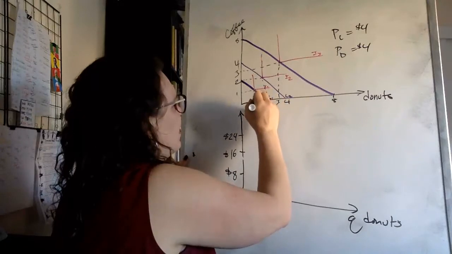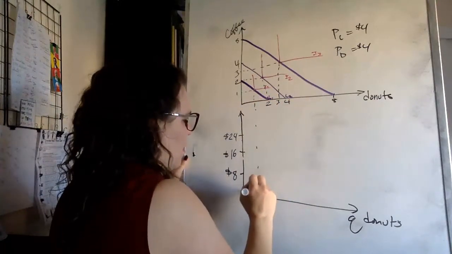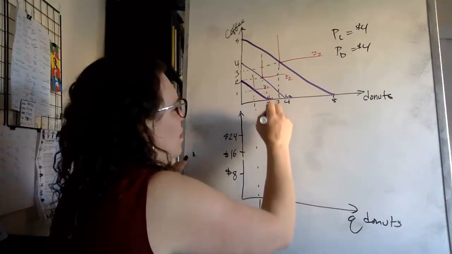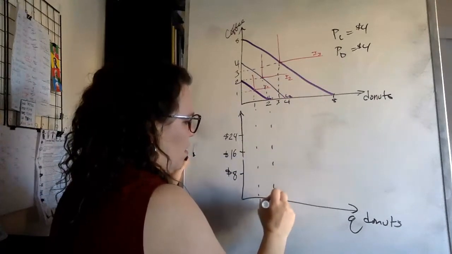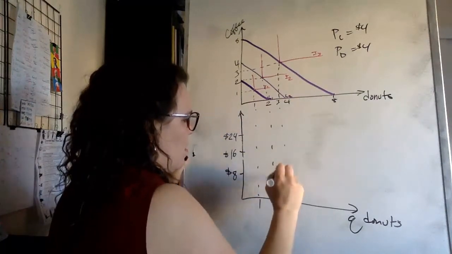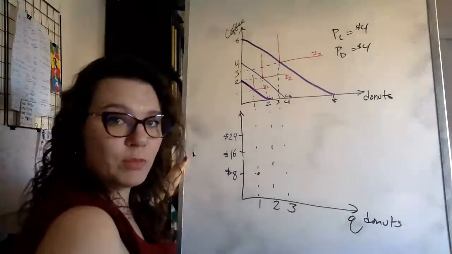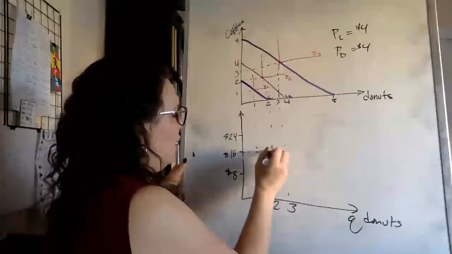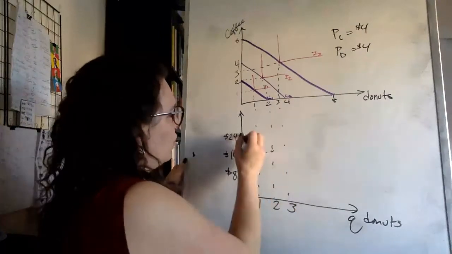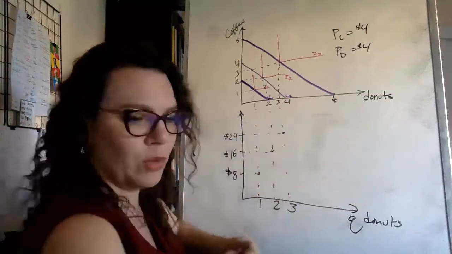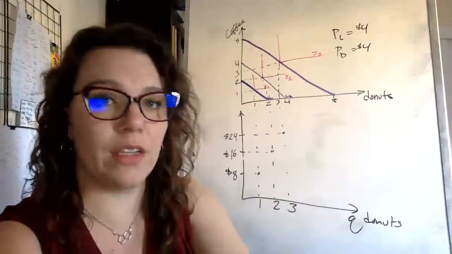And I can get rid of this and make it look nice now. And then drop down these consumption points: 1, 2, 3. So at $8, Hugo consumes 1 donut. At $16 income, Hugo consumes 2. And at $24, Hugo consumes 3 donuts.